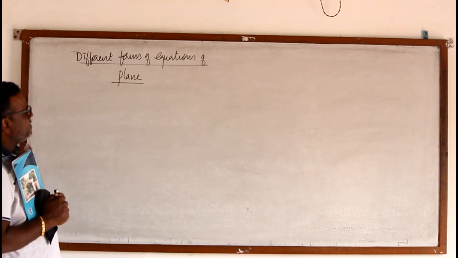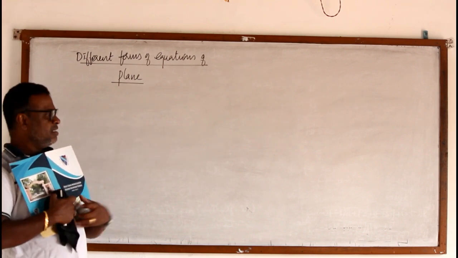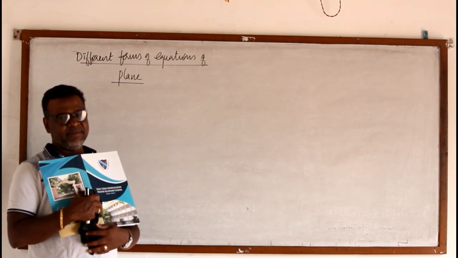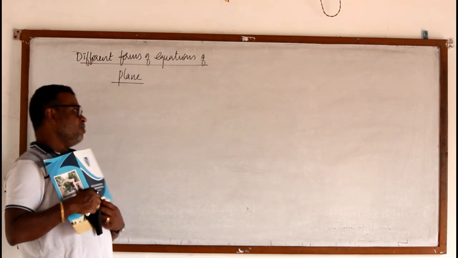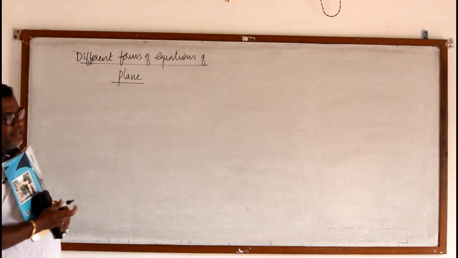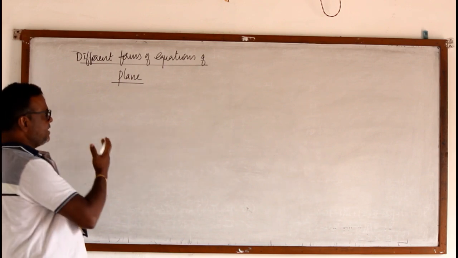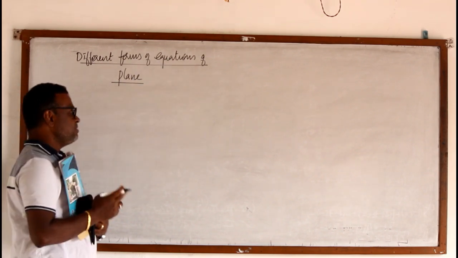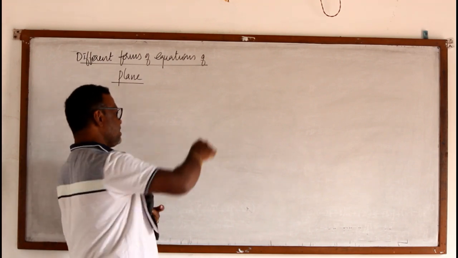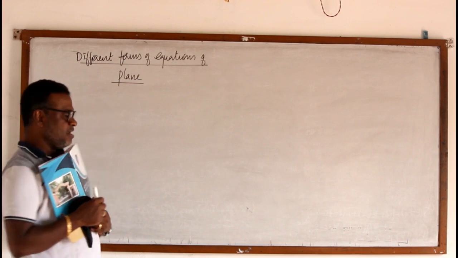Different forms of equation of plane. Remember, plane means a flat surface. This board is a plane. This wall is a plane. So plane means a flat surface. Now, if I have a perpendicular vector to a plane, then that vector is called the normal vector. Before going to the equation of planes, we must know some details about planes. So if there is a vector acting perpendicular to a plane, then that vector is known as the normal vector.